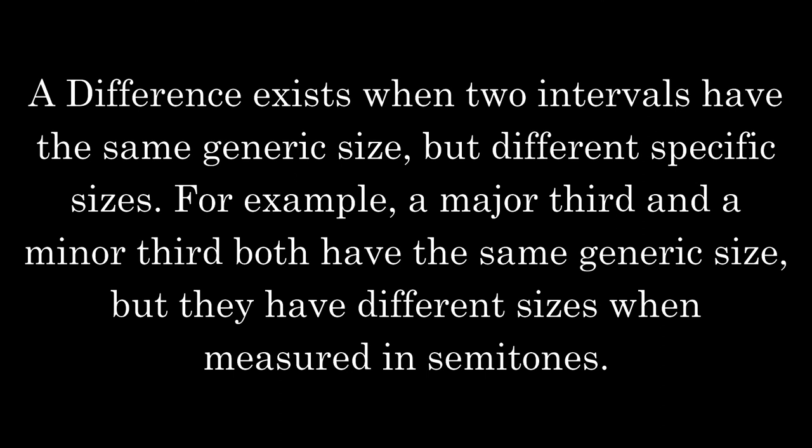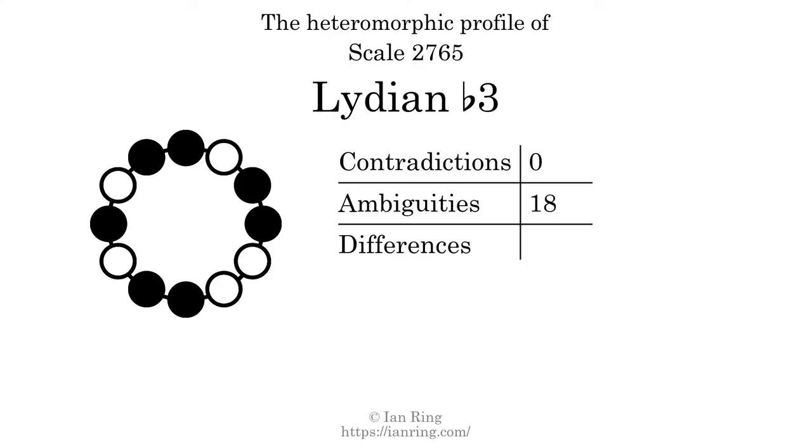A difference exists when two intervals have the same generic size, but different specific sizes. For example, a major third and a minor third both have the same generic size, but they have different sizes when measured in semitones. The number of differences in this scale is 82.